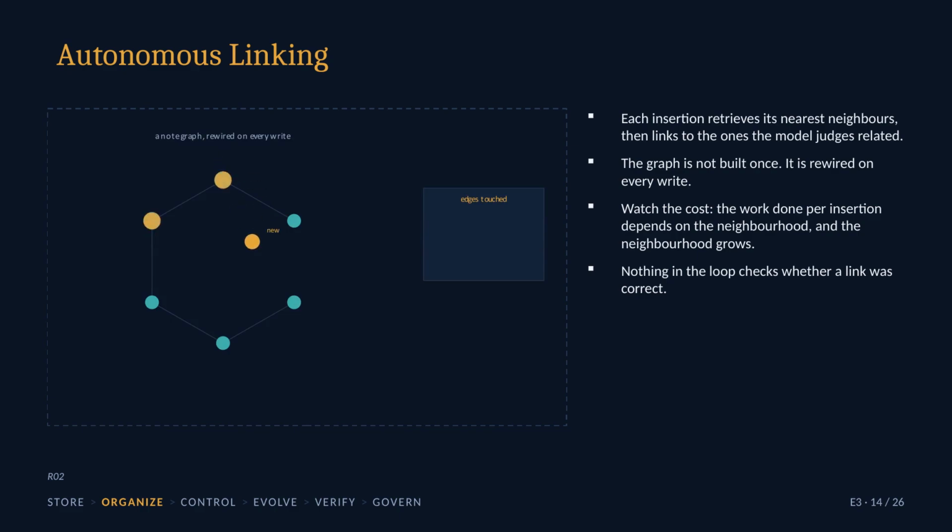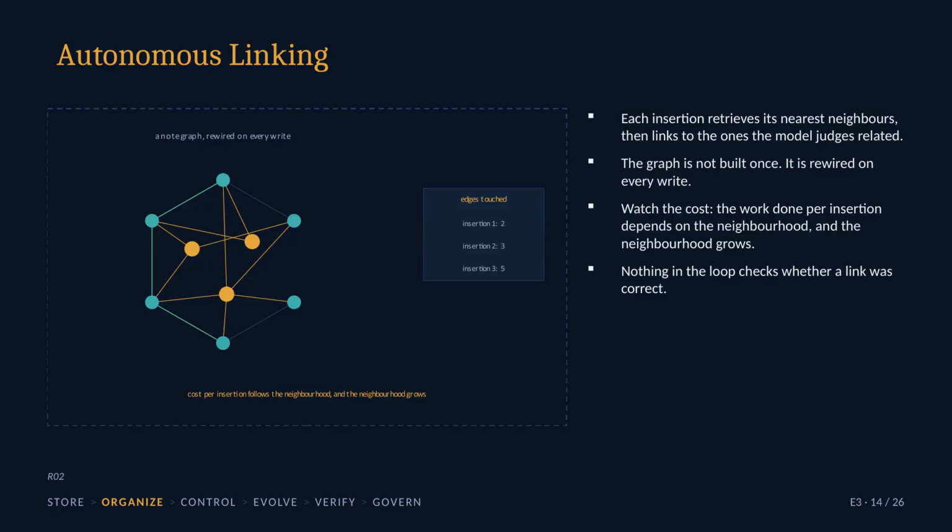So the graph is not built once and then queried, it is rewired on every write. Watch the cost as the clip runs. The work done per insertion is a function of the neighborhood, and the neighborhood grows, so the marginal cost of the 10,000th write is not the marginal cost of the 10th.